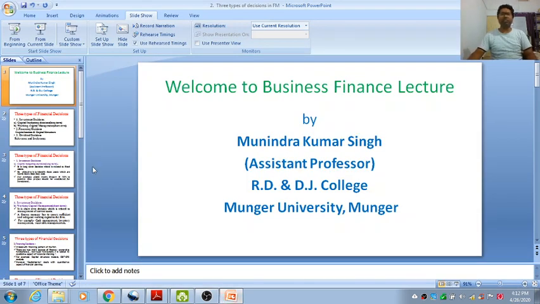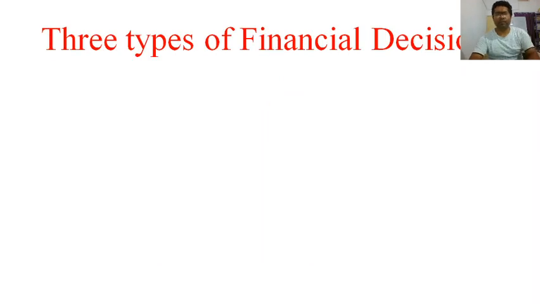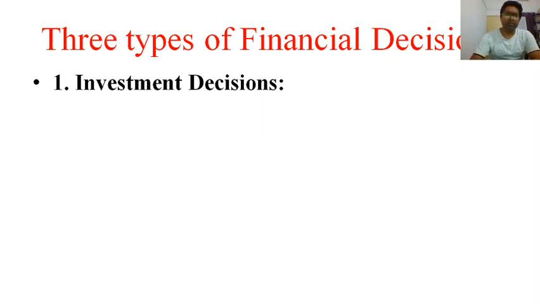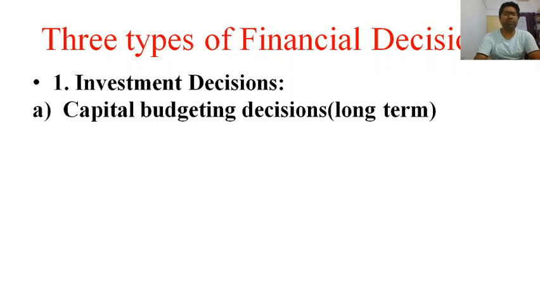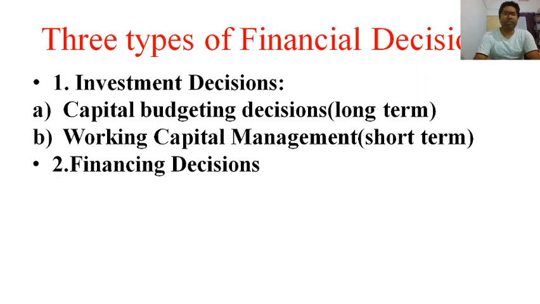Today we are going to discuss the three types of financial decision. First point, investment decision. There are two types of investment decision: capital budgeting decision, which is for long-term investment decision, and second is working capital management, which is for short-term investment decision. Second point, financing decision.